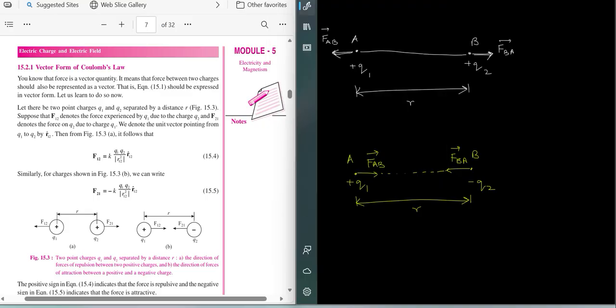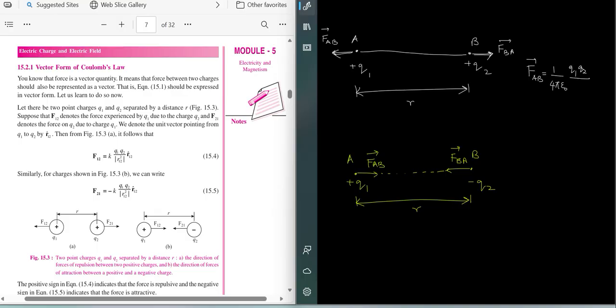So this is the vector form. How do we write it then? The formula for the vector F on A due to B is nothing but K, or 1 by 4 pi epsilon 0. Let's write 1 by 4 pi epsilon 0 to make it simpler, times q1 q2 upon r square, correct?